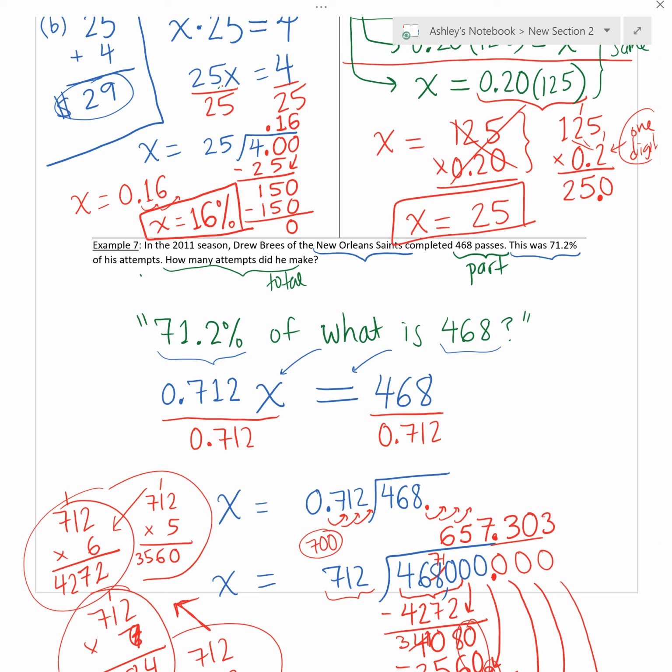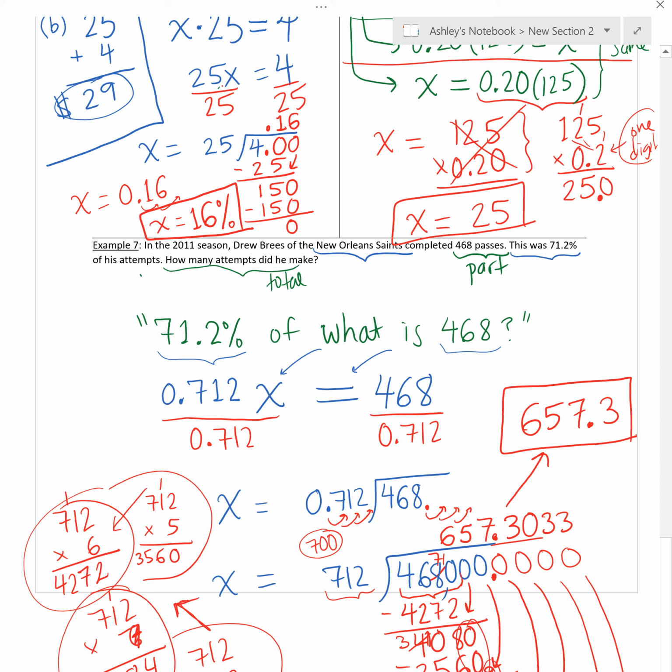Let's see. 712. I'm going to bring down another 0. I think it's going to be another 3, huh? Alright, you know what? At this point, I have a feeling we're able to round this. Maybe I didn't pay attention to this problem. I think we should have rounded it. So I'm going to say it's 657.3.